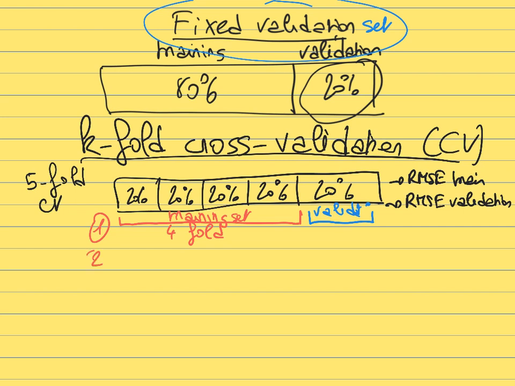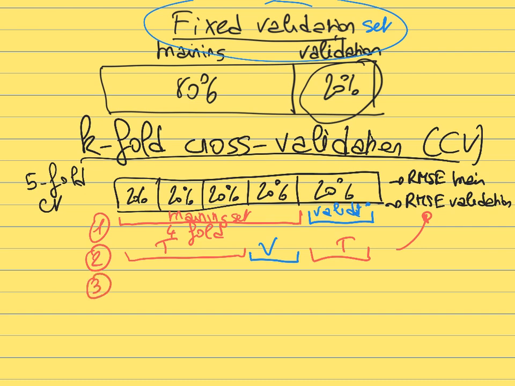As step 2, now you are going to select a different validation set. You are going to say, now I'm going to choose this fold as my validation, and I'm going to use the 4 remaining folds as my training. So you are going to now train the model based on still 80% of the data, but on a different 80%, and you are going to validate your model based on a different 20%. And again, you're going to calculate the RMSE that you get for the training set and the RMSE that you get for the validation set.